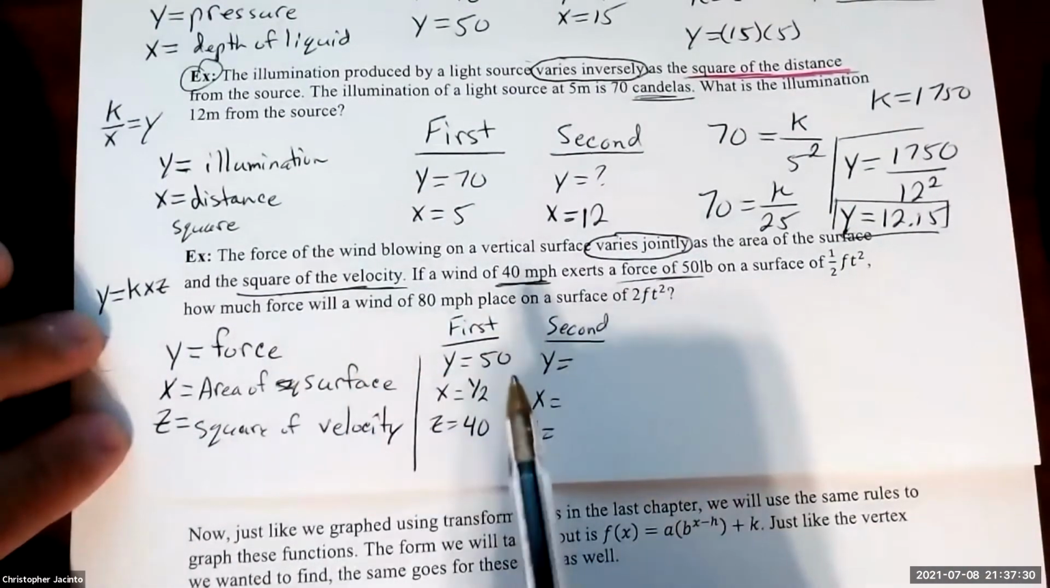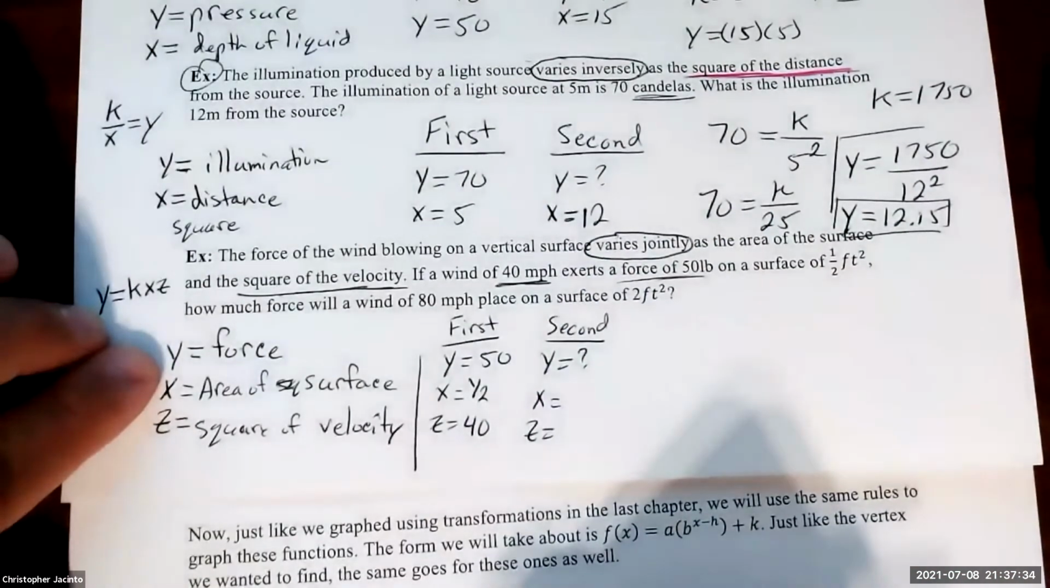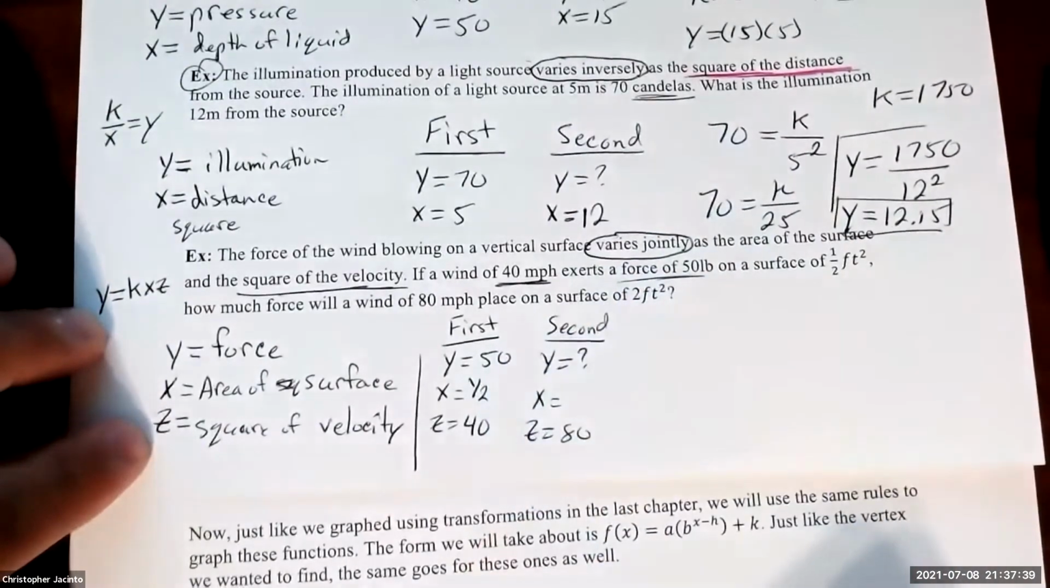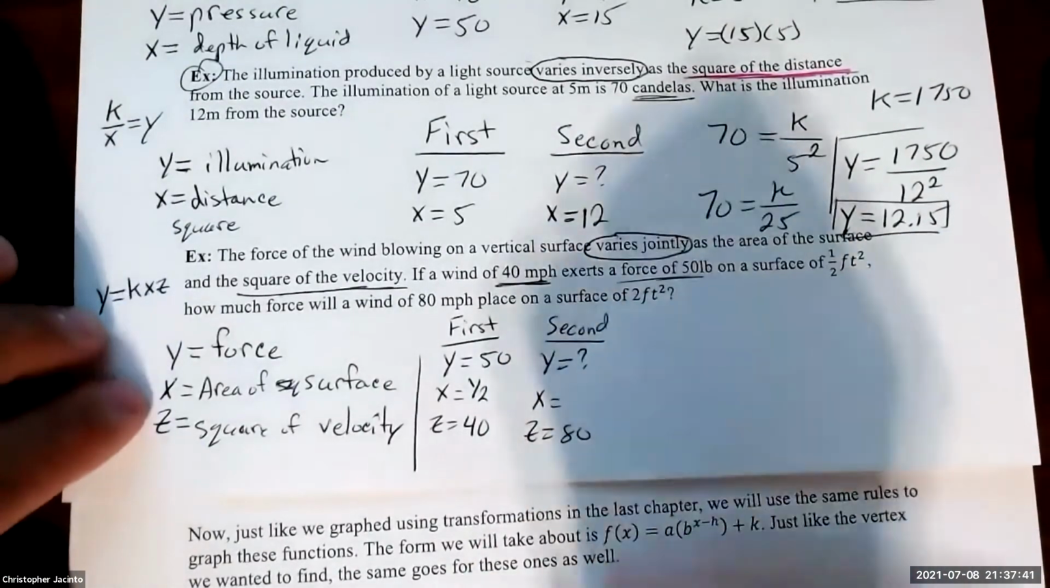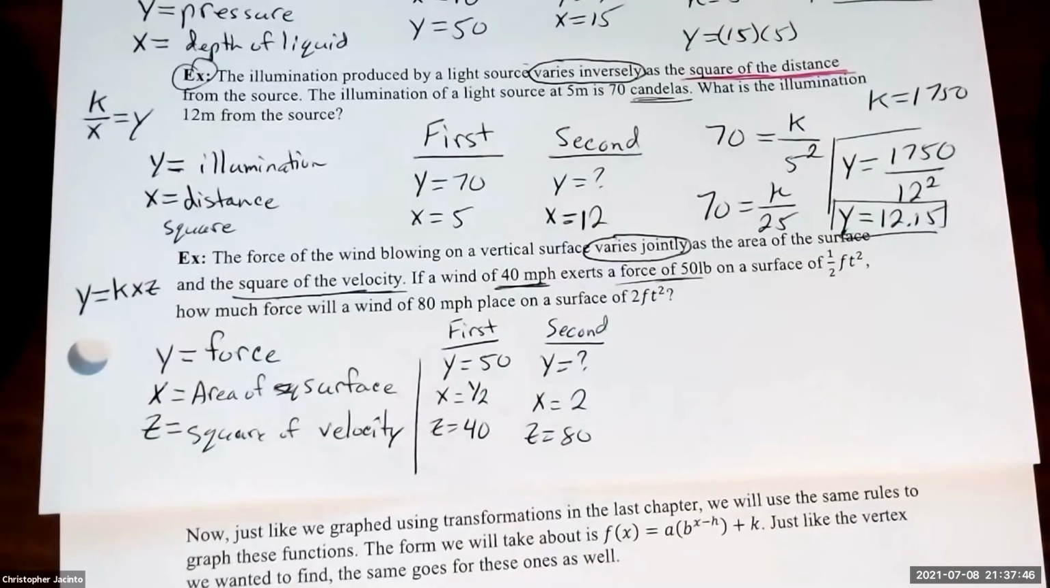How much force, so we're looking for Y, will the wind of 80 miles per hour, that was velocity, that's 80, place on a surface that's 2 feet, so that's going to be 2 there. So again, are there any questions on the setup of this problem so far? Everybody comfortable?